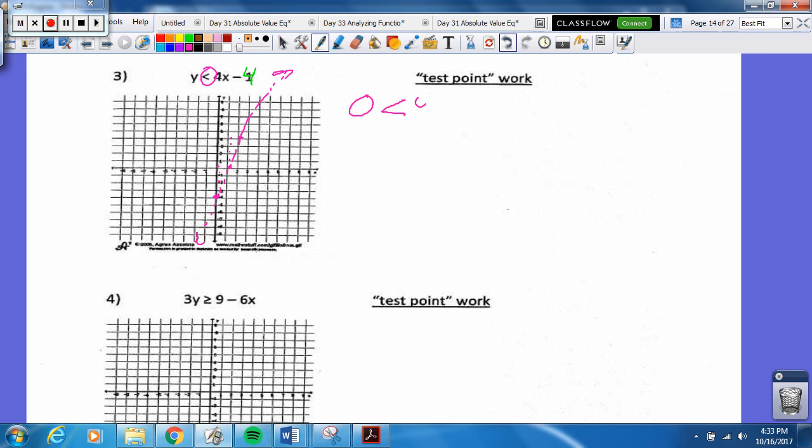0 is less than 4 times 0 minus 4. 0 is less than 0 minus 4. 0 is less than negative 4. Okay, true or false? Is Pac-Man eating the bigger man? No! So 0, 0 is not a solution, so that means everything opposite is a solution right here.